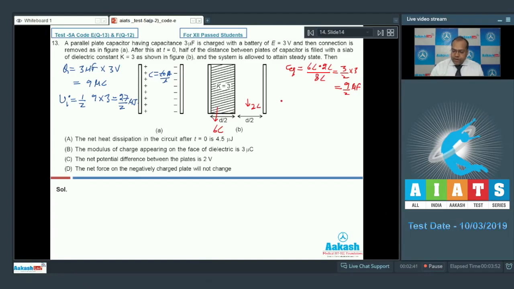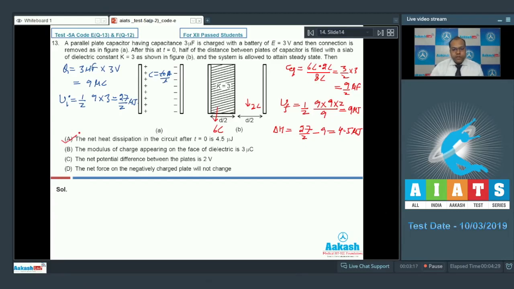So the final energy stored in the capacitor is half into Q square. The value of Q is 9. So 9 into 9 divided by C final, that is 9 by 2. On solving, it comes out to be 9 microjoule. So the net heat dissipation delta H is equal to 27 by 2 minus 9. So it comes out to be 4.5 microjoule. So option A is correct.